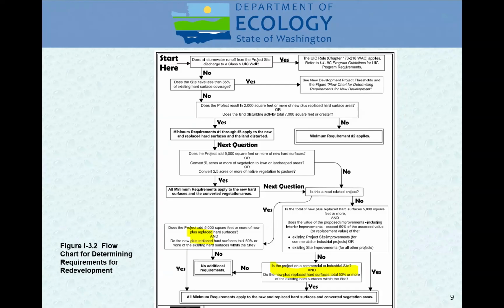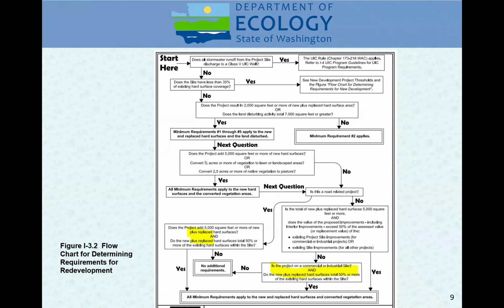The question is, does all stormwater runoff go to the UICs? Then you go to the UIC. If not, you're going to be discharging water to the MS4, and by discharging water to the MS4, the rule applies. And you have to follow the permit.